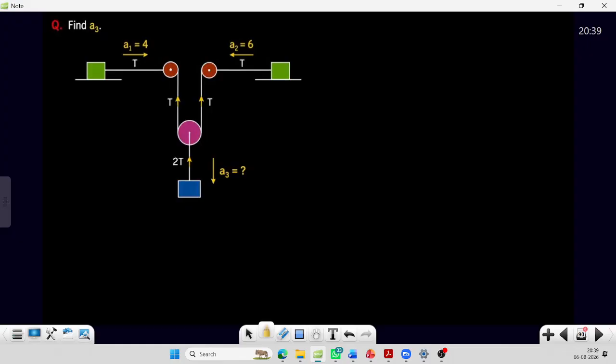Now, again we start the pulleys. And pulleys will be connected to springs also. Diagram. Yes, small diagrams only.